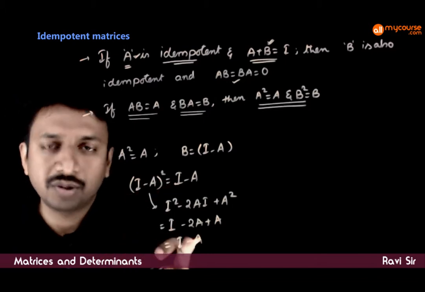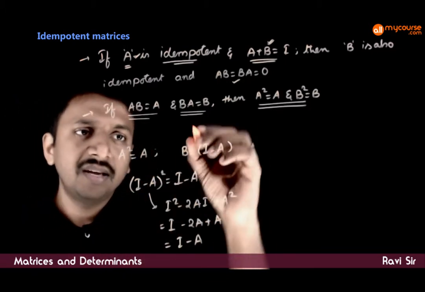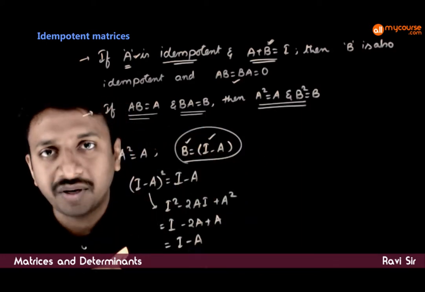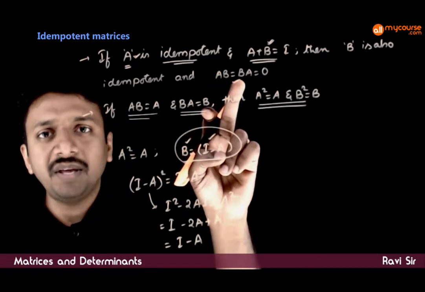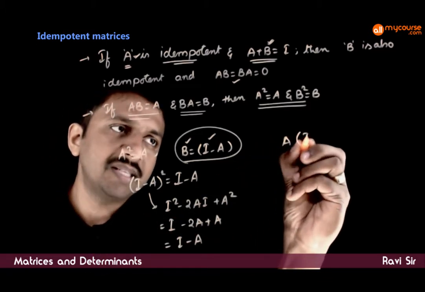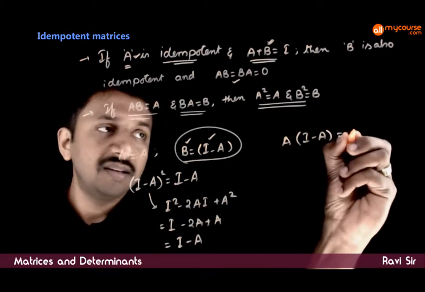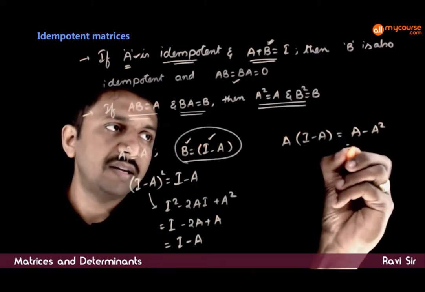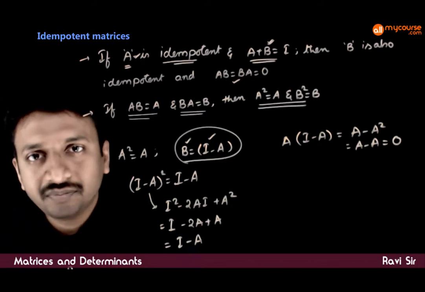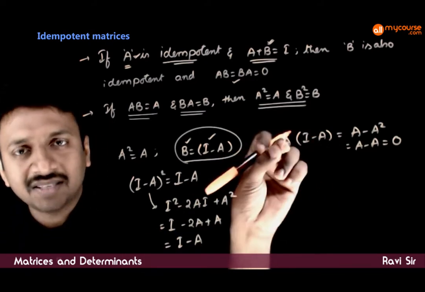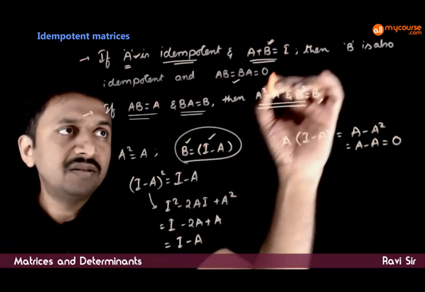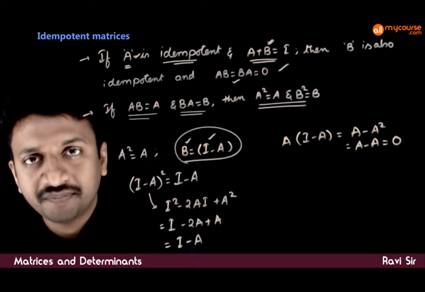So I minus A whole square turned out to be I minus A, and B, which is equal to I minus A, is also idempotent. And AB will be equal to BA is equal to 0. So what is A times B? B is nothing but I minus A, so A times B is A minus A square, which is A minus A, equal to 0. And the reverse, I minus A times A, will also be equal to 0. So this is the second property.